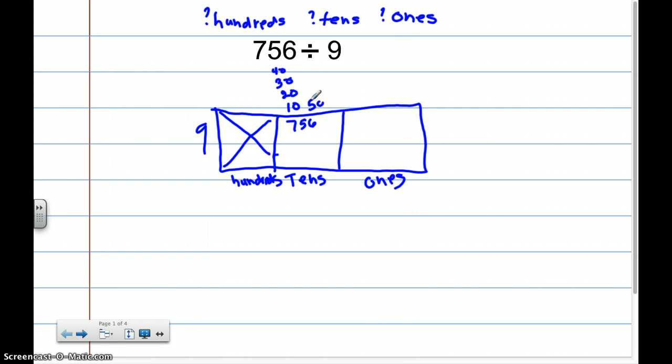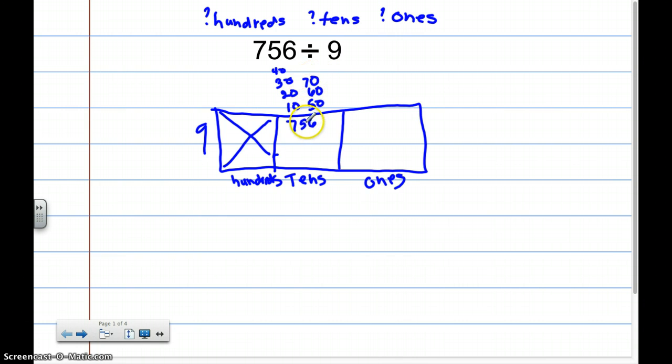I can go higher than that. 9 times 50, 9 times 5 is 45. Put a 0 on the end, that's 450. 9 times 6 is going to be 54. And then I'm going to put a 0 on the end, and that's 540. I can go bigger. 9 times 7 is 63. Put a 0 on the end, that's 630.